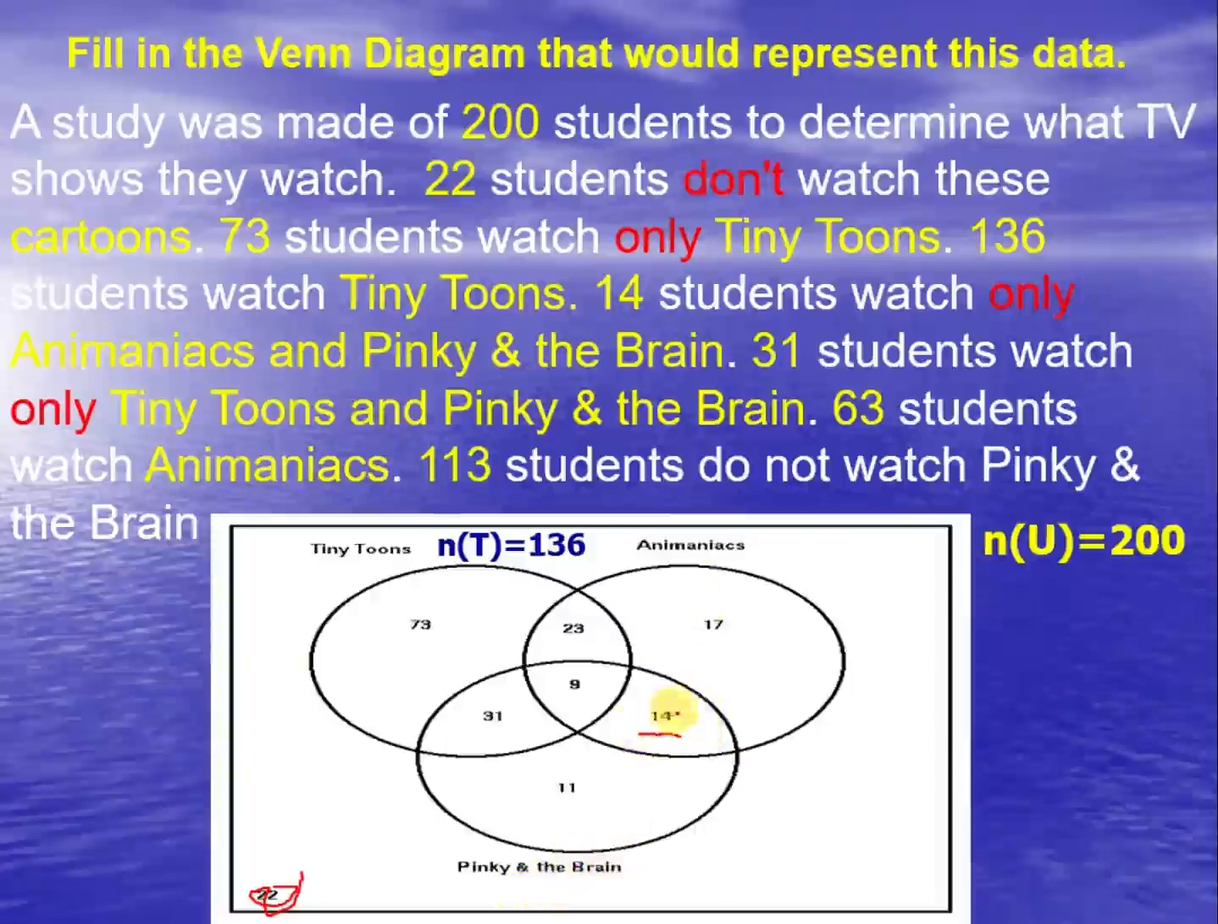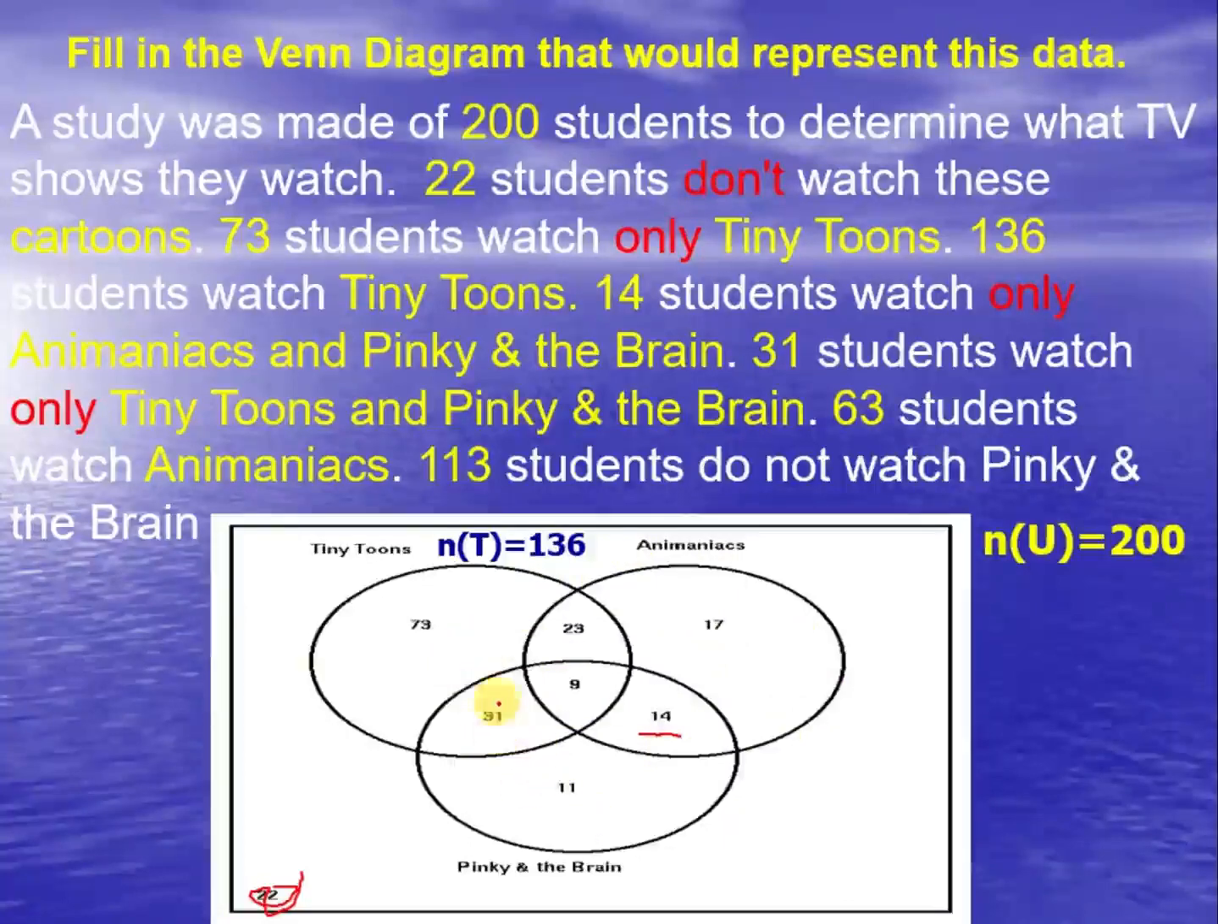So which is 14. We just put it here. All right. Now we go ahead. 31 students watch only Tiny Toons and Pinky and the Brain. So they didn't also mention Animaniacs. So you also rule out what? Animaniacs. Rule out this whole circle, and you see that you only have this. And they are talking about the intersection, which is 31.